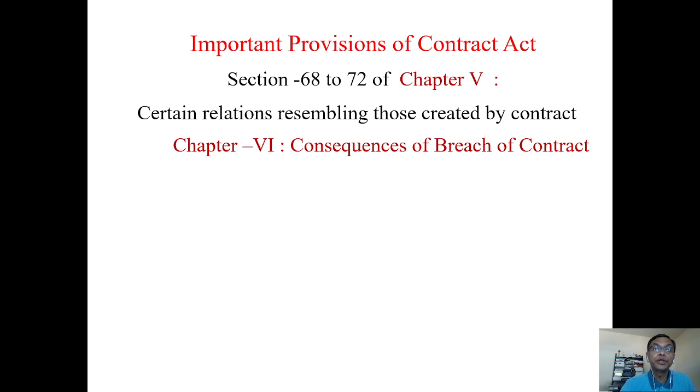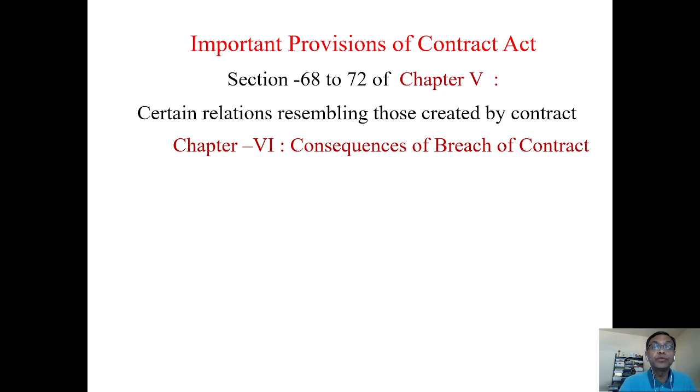Now Sections 68 to 72 under Chapter 5 deal with certain relations resembling those created by contract. It means there is no contract, but based on the conduct of the parties, it is assumed to be an implied contract. Just as an example, not related to construction contracts: suppose there is a person of unsound mind, or a minor, and a person has supplied necessities to that fellow. He can claim the amount from the property of that minor or unsound person for the necessities supplied. Though there was no contract, legally he is entitled to receive the amount spent, because the law assumes that these relations resemble those of a contract. There is an implied contract.